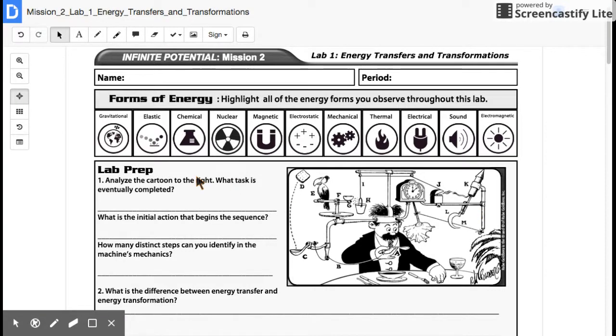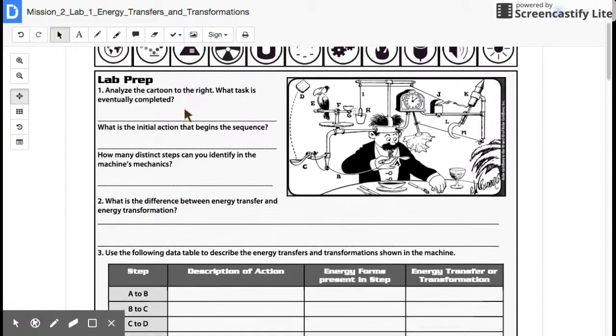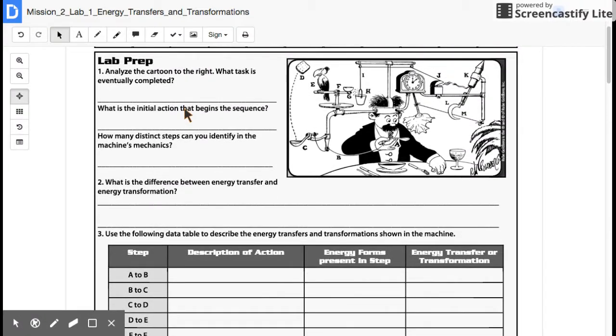All right, screencast on Infinite Potential Mission 2, Lab 1, Energy Transfers and Transformations. Highlight all the forms of energy that you observe throughout this lab. Don't forget to do that after you've completed the labs, the best time to go back and do this. Or every time you come across a new form of energy, it might be a good idea to come up here and highlight it.